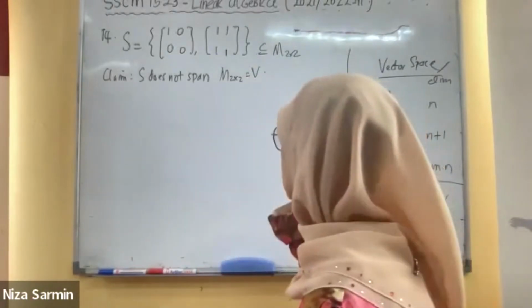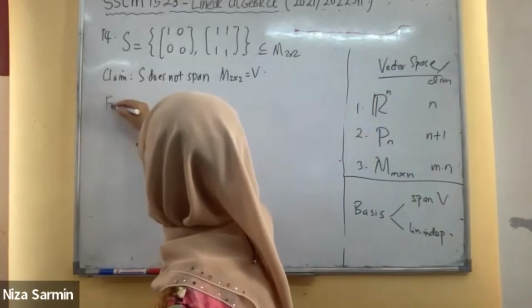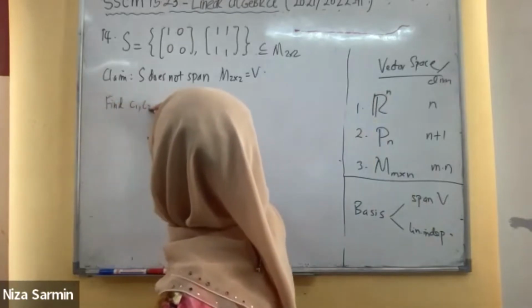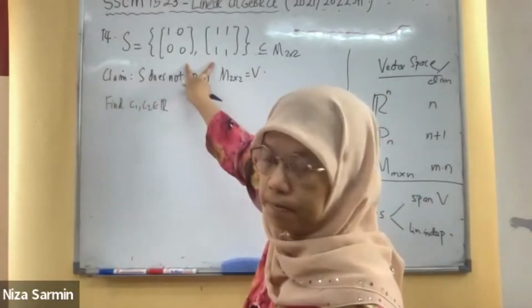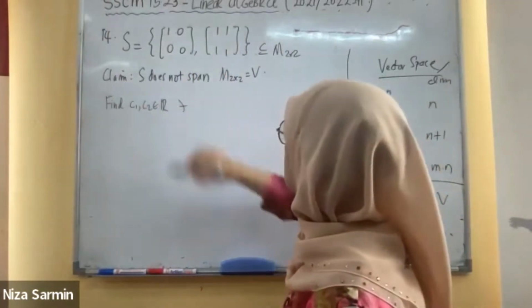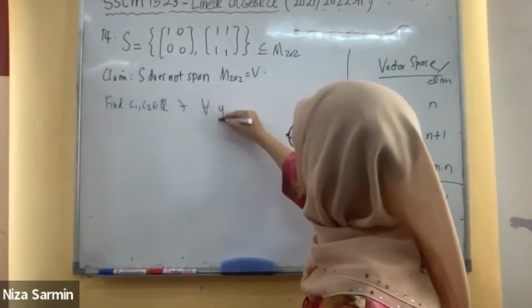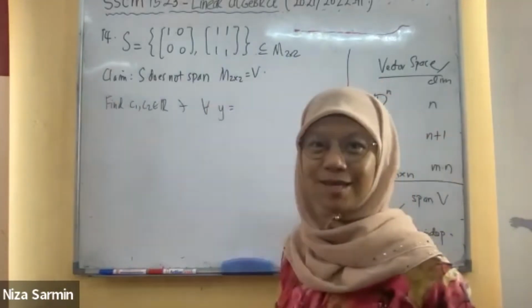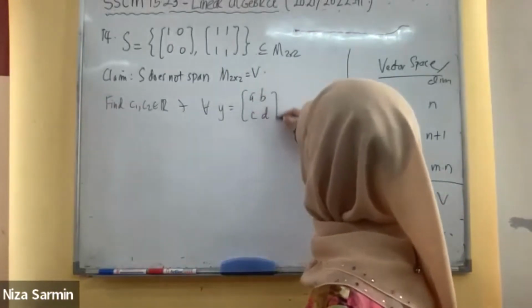All right. So find C1, C2 in R, because we have 2 of them, such that for all Y. What is your Y? It's A, B, C, D.